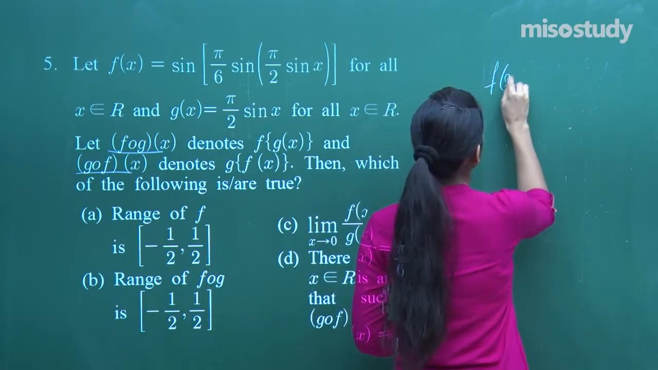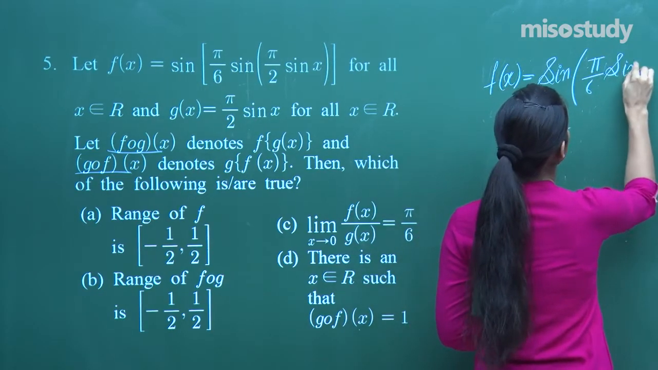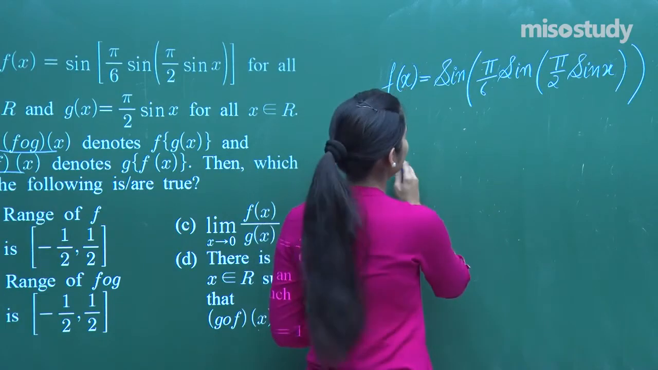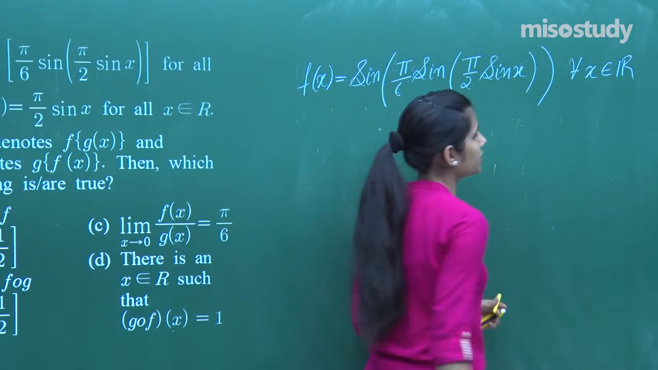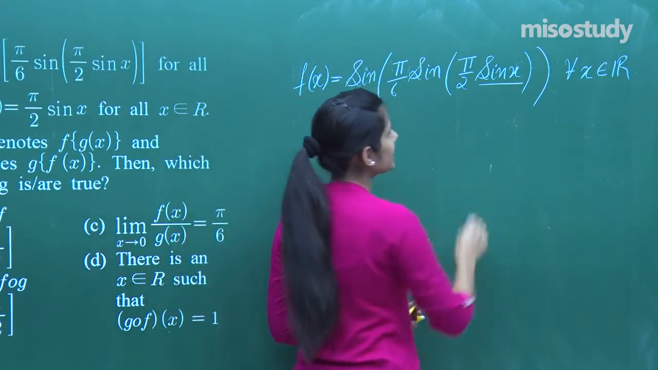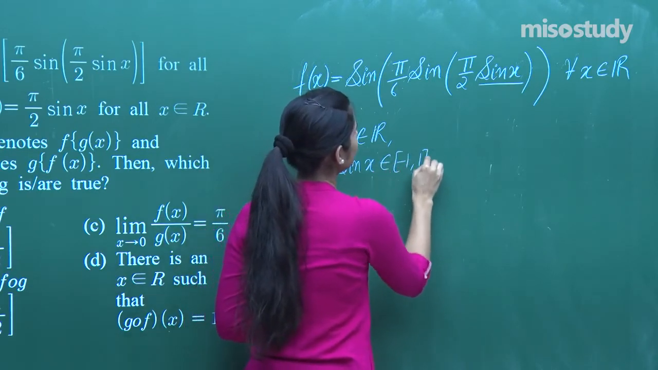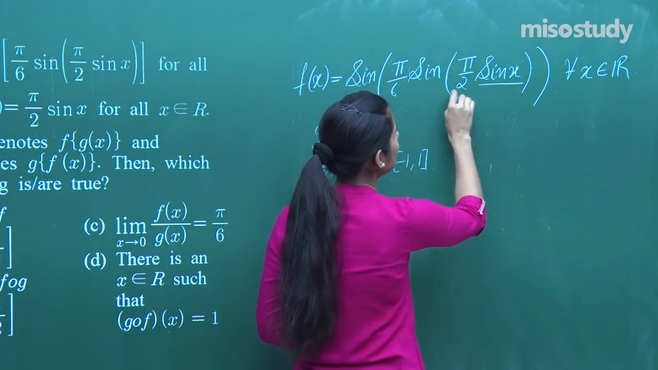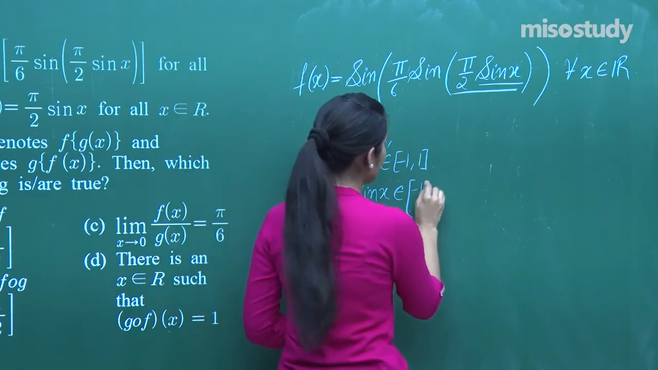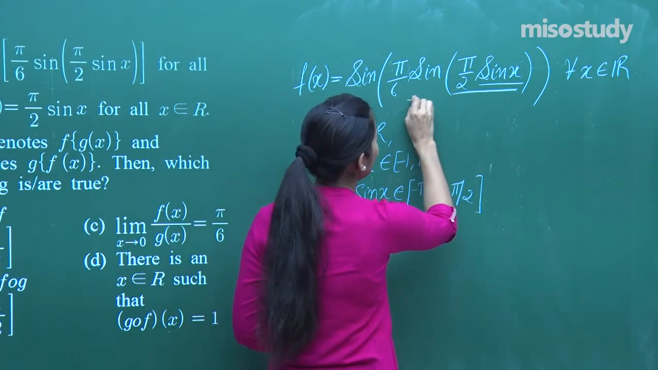What is my f(x)? f(x) is sin(π/6 sin(π/2 sin x)). Okay, nice function this is. Now over here, for all x in the collection of all reals. Fine. Now see, if x is in the reals, I know sin x is lying between -1 and 1, closed interval. If sin x belongs to [-1, 1], π/2 sin x will belong to what? -1 times π/2, that is -π/2, to 1 times π/2, which is π/2.